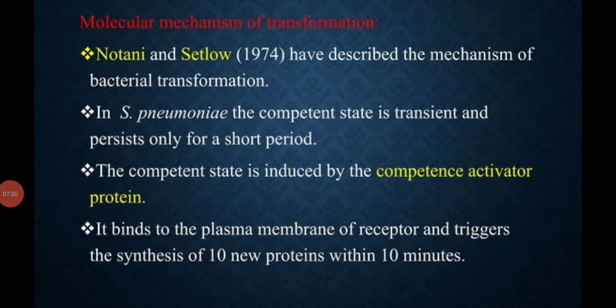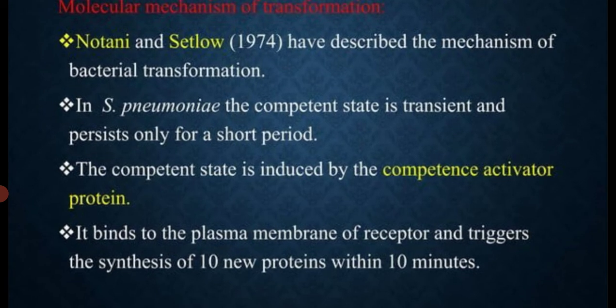The scientists Notani and Setlow in 1974 described the mechanism of bacterial transformation in Streptococcus pneumoniae. The competent state is transient and persists for a short period. The competent state can be induced by a competence activator protein. Competence is the ability of a recipient cell to take up foreign DNA through changes in the cell wall.